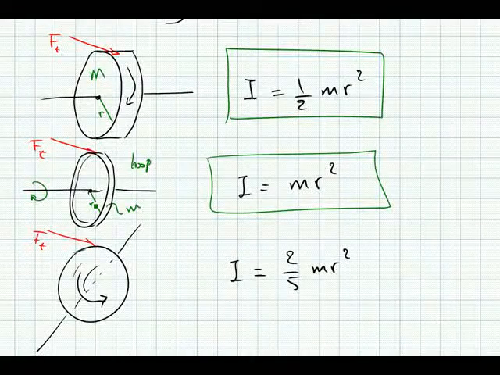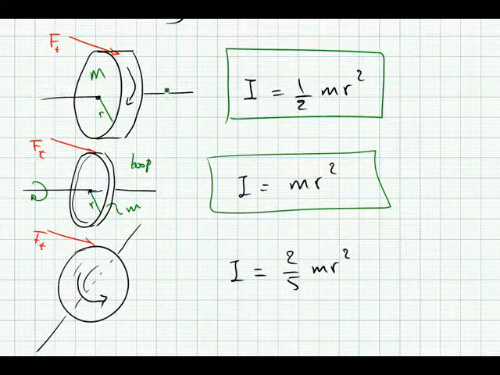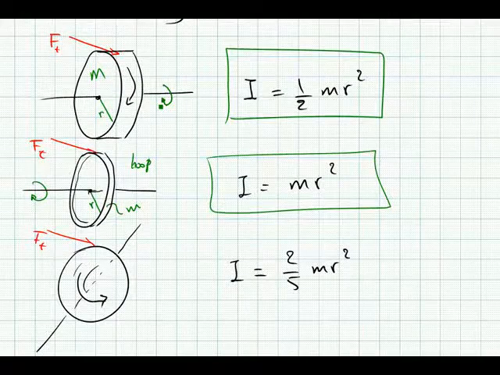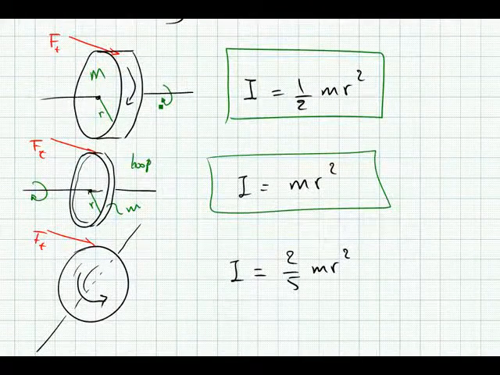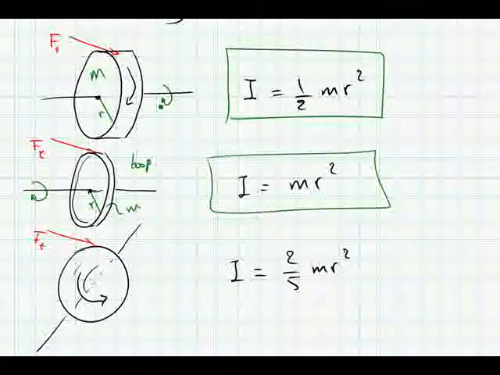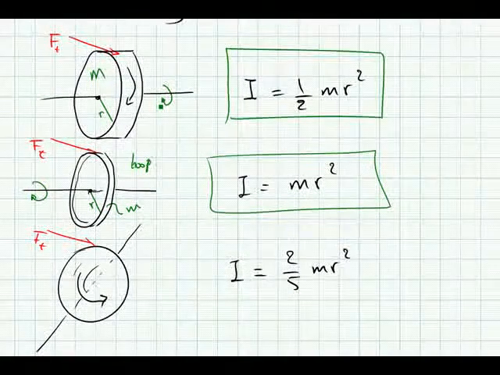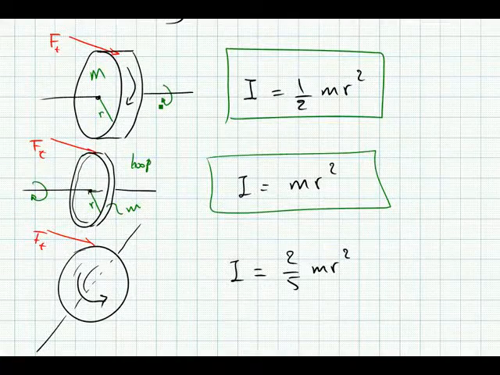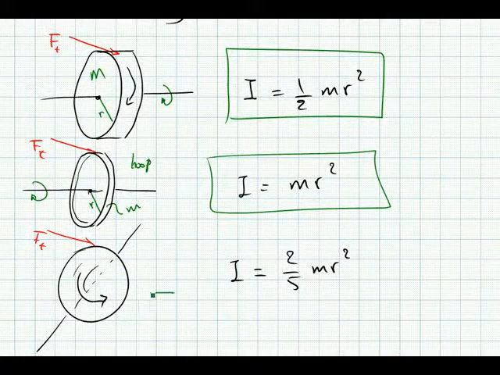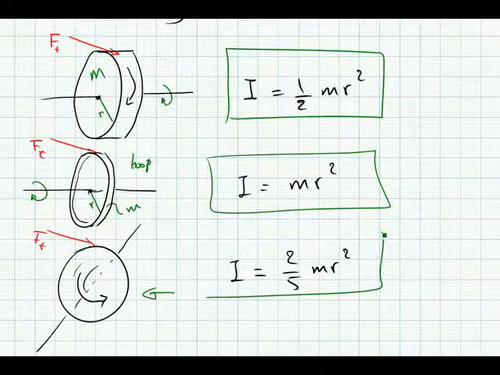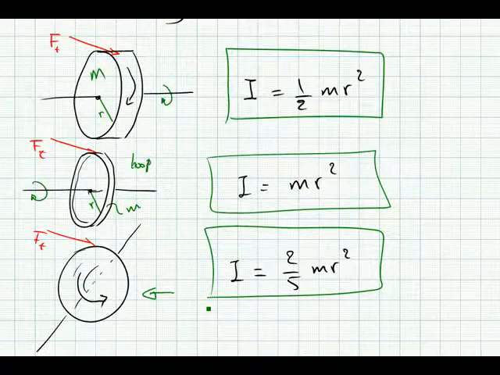Now the moment of inertia depends on the rotation axis, so the moments of inertia that I've given here are for rotation axes through the center of the disk and also through the center of the hoop. Now if you have a solid sphere, as in this case right here, then the moment of inertia is equal to 2/5 of m r squared.